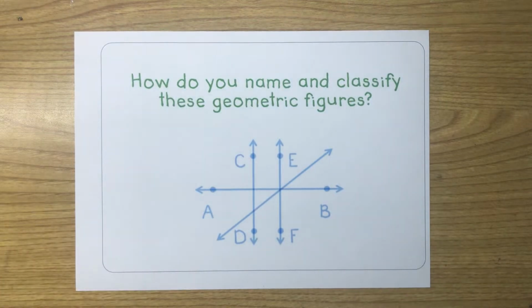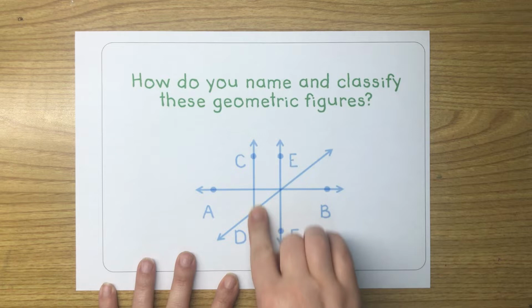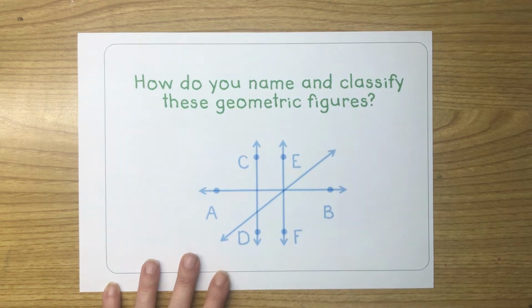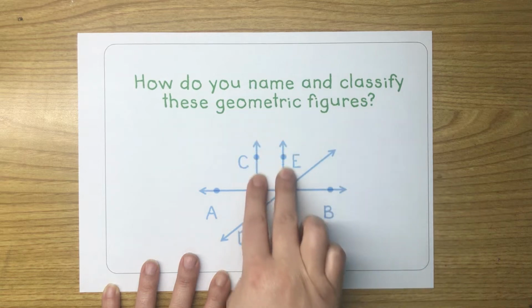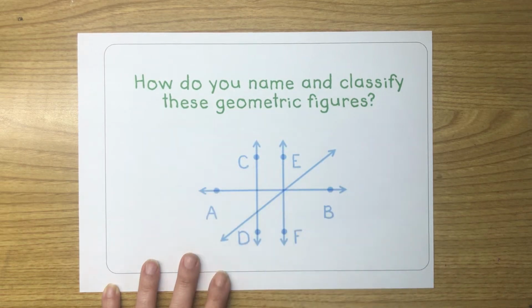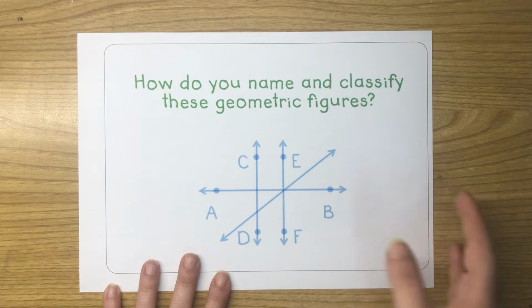Okay, we have such a diagram. How can we name these figures? What about this angle? What about this one? How about these two lines? What is this piece called? Okay, first thing, what is a point?